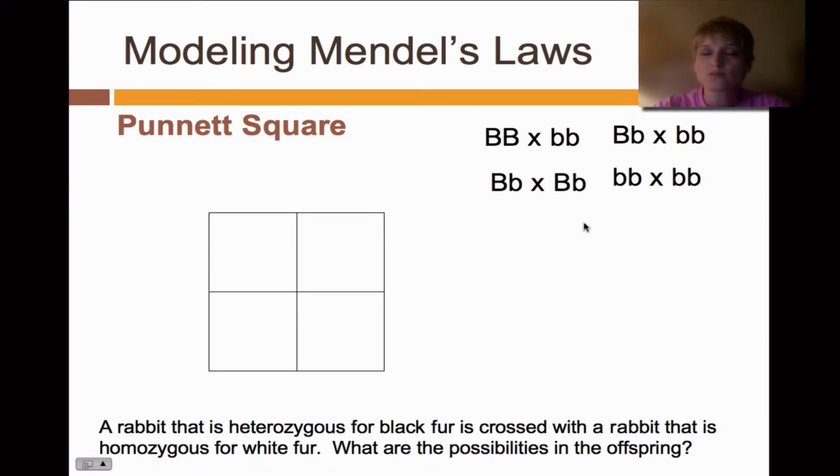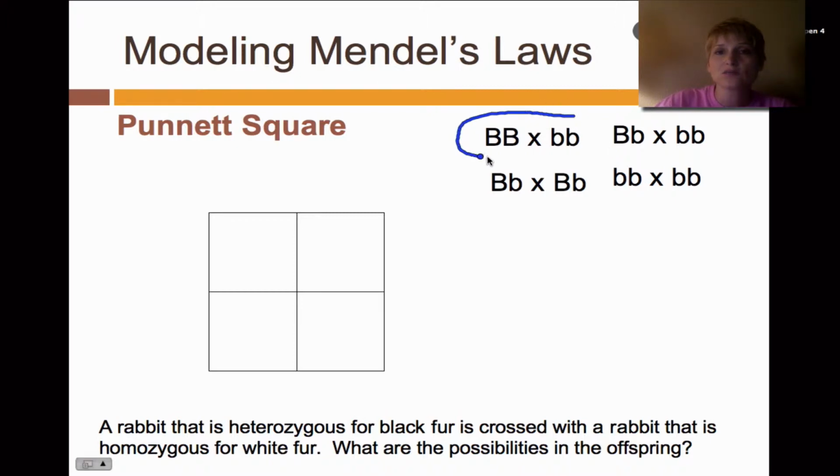Right, we have this way to model Mendel's laws. It's called a Punnett square, and we use Punnett squares for predicting what the offspring will look like. And we can do this for different types of traits.